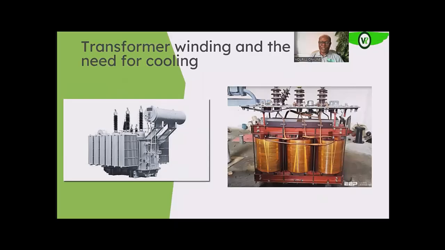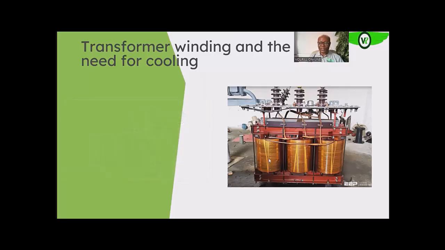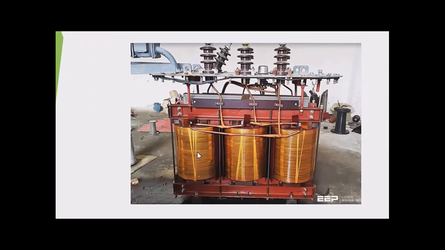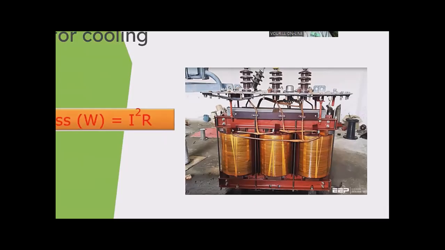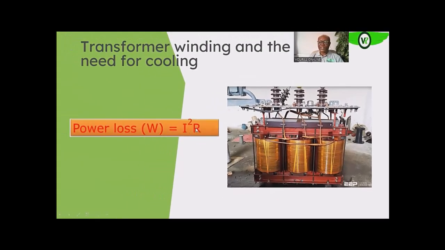So let us look at the windings in a little detail and see the reason why we need to cool the transformer winding. As we all know, the transformer windings are made of copper wires. These copper wires have some level of resistance, as we acknowledged earlier in this training. So that resistance that the transformer winding possesses, of course, when current flows through it because of the loading, there is bound to be some power losses. And that power loss is given by this formula, I squared R. So it is called the I squared R losses.